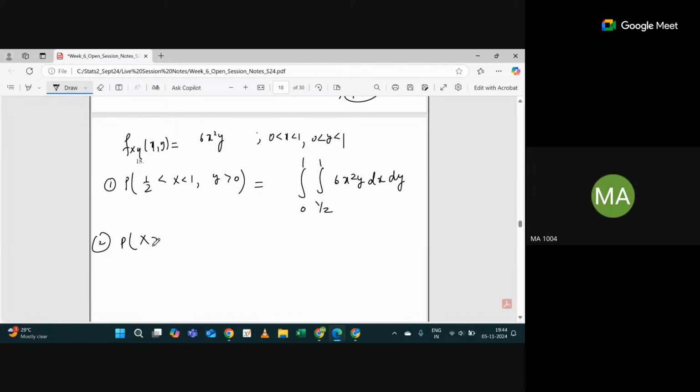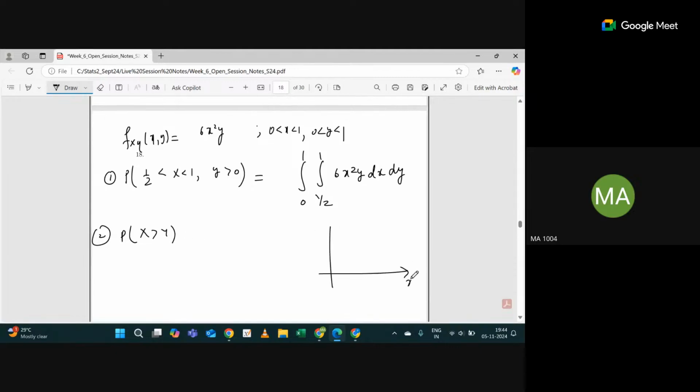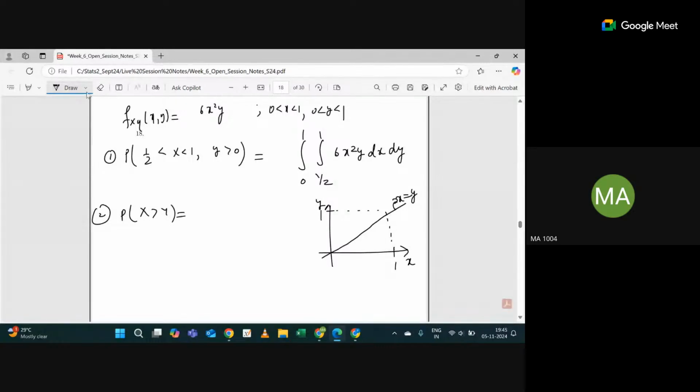What will be x greater than y? Just try to find the limits. I will take one more problem so that it will give you a clear idea. X greater than y means, again, this is x 1, y 1. So this is x equal to y. What will be the limit of y? So the limit of y will be 0 to x, 6x square y dy, and then you will integrate with respect to x, which is 0 to 1.